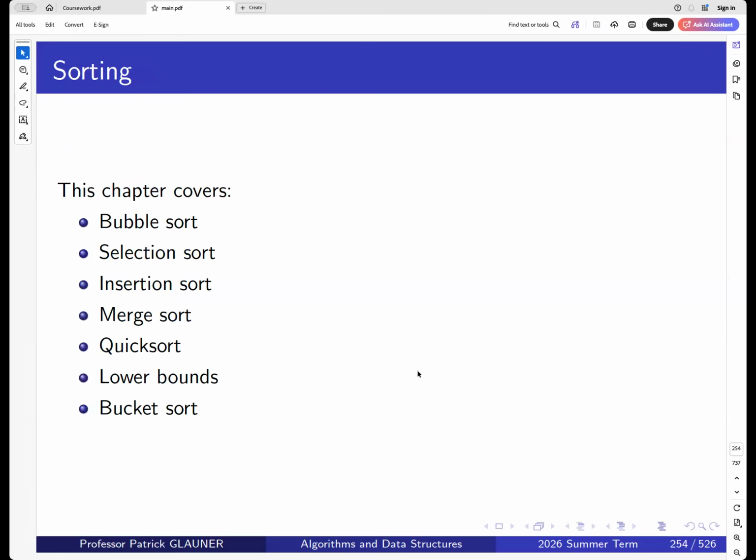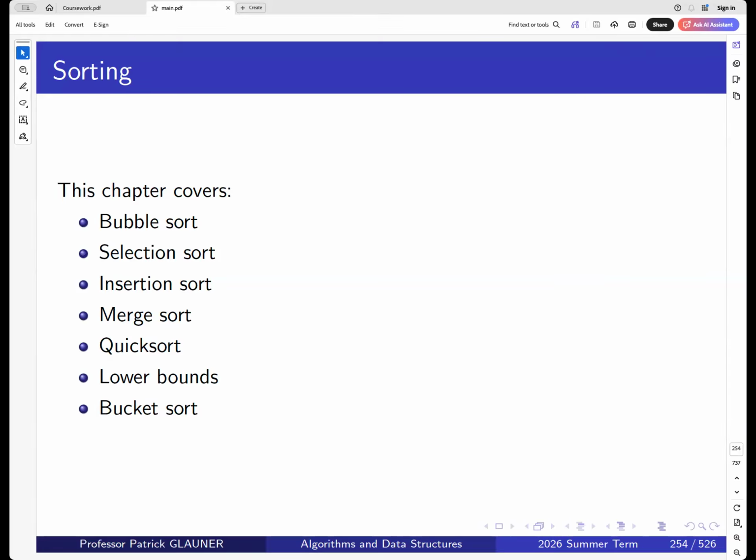And in sorting, what we want to do is compare different sorting algorithms. We will see bubble sort, selection sort, and insertion sort as very initial sorting algorithms. And then we'll see more efficient ones like merge sort and quicksort. We will also see how fast sorting can get at all. So what's the lowest complexity class for sorting? And we see bucket sort as a totally different approach to sorting in this course.